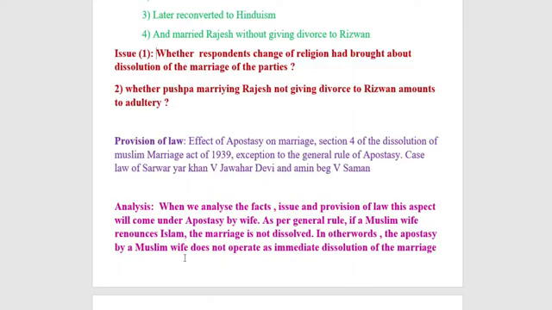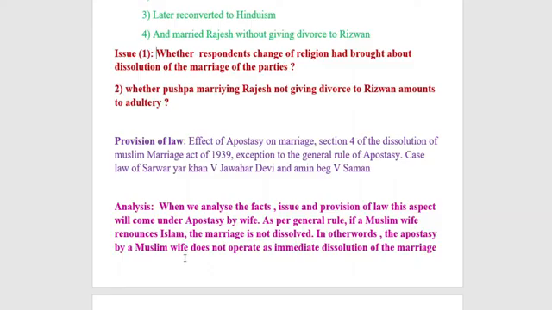For example, if any Muslim wife relinquishes Islam and marries a person from any other religion, then by renouncing Islam, her marriage will not get dissolved automatically. For that, she has to file a case under Section 2 of the Dissolution of Muslim Marriages Act of 1939 for the dissolution of her marriage. That is the rule we can see with regard to apostasy by wife.